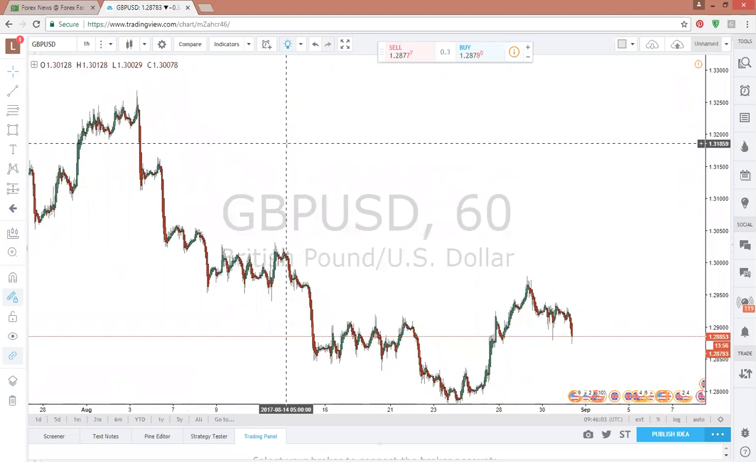Normally what I do is I analyze the market from the weekly, daily, 4 hourly, hourly. Then the hourly time frame would be my execution time frame.